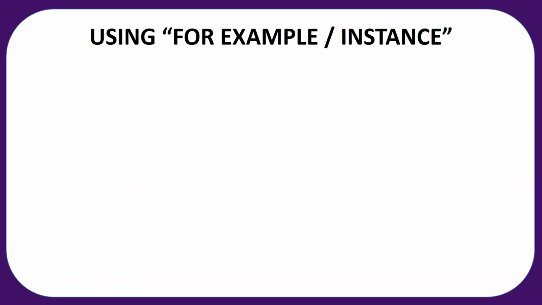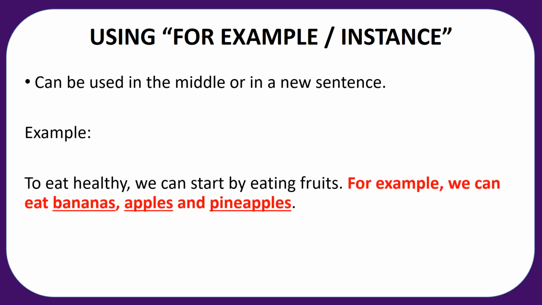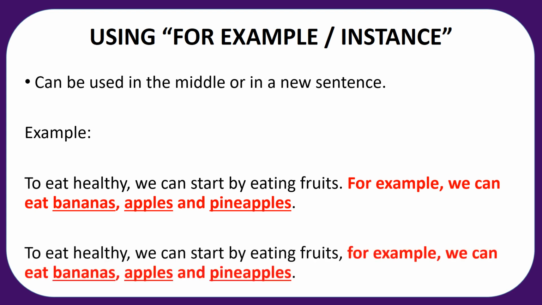Okay. Now for using for example or for instance. Right? These two can be used in the middle or in a new sentence. Let's look at an example. To eat healthy, we can start by eating fruits. For example, we can eat bananas, apples, and pineapples. So you see, here, for example, is used in a new sentence. But it can also be written like this. To eat healthy, we can start by eating fruits. For example, we can eat bananas, apples, and pineapples. Yes, you can do this as well. But normally, people do the first one.